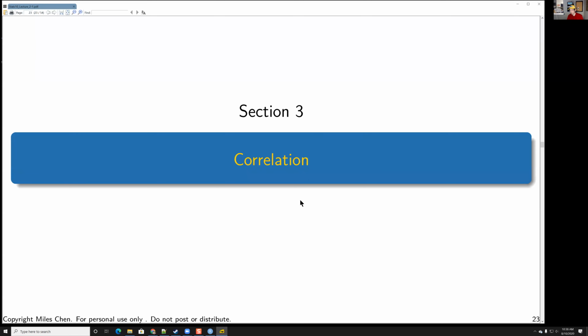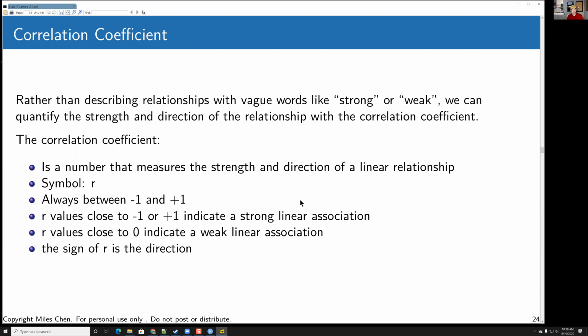All right, so in this section on correlation, we're going to take all of the stuff that we've covered regarding describing the trend in a relationship, and we're going to quantify it. So, the correlation coefficient. Here are a few key points. It's a number that measures the strength and direction of our linear relationship. And the key is that it applies only to a linear relationship.